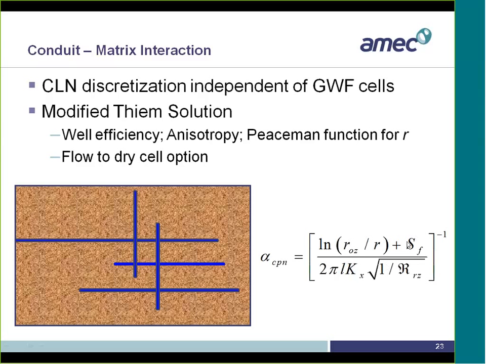Skin factor and well efficiency considerations are taken into account, and anisotropy considerations are also taken into account. So if you have horizontal conduits, then this anisotropy is taken into account in computing this effective radius for the cell.